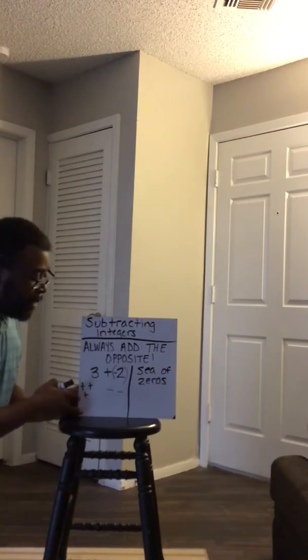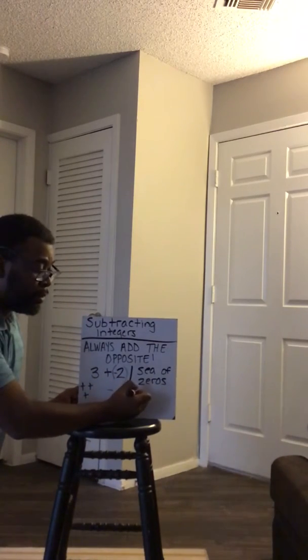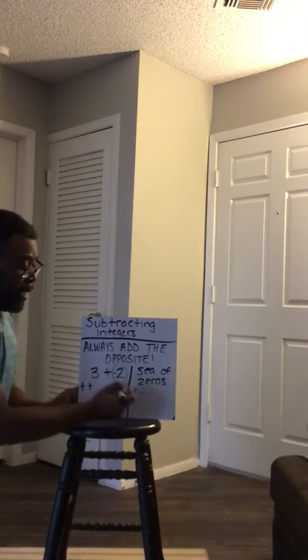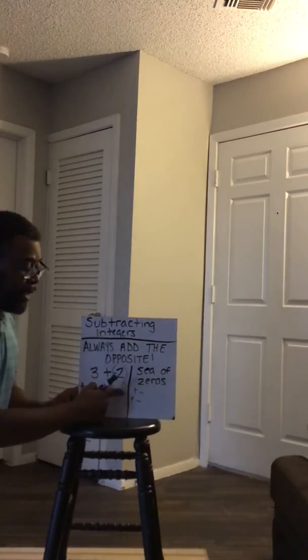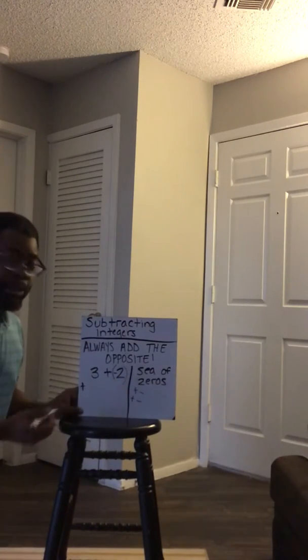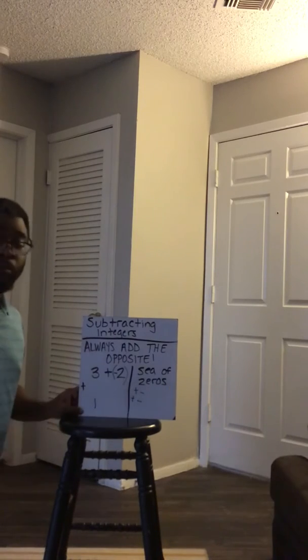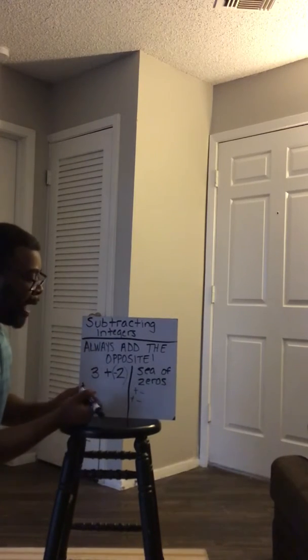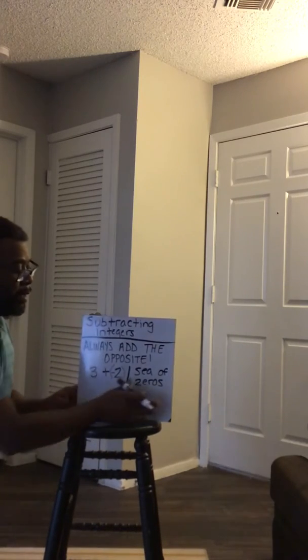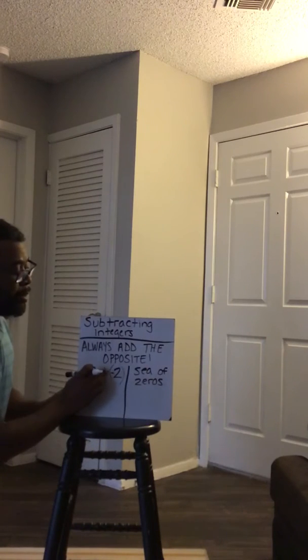Remember, a positive and a negative goes into the sea of zeros. So that's 1 positive, 1 negative. I have 1 more positive and negative. And 3 plus negative 2 leaves me with positive 1. But what happens if I have to subtract a negative number?